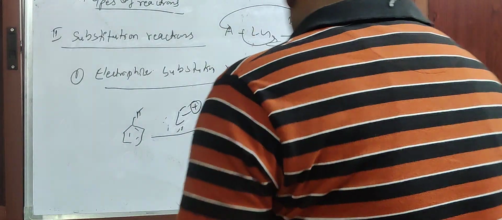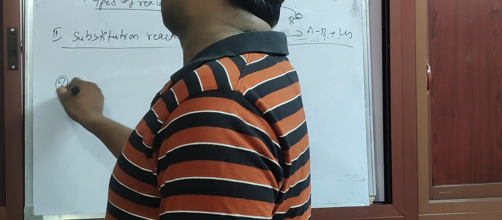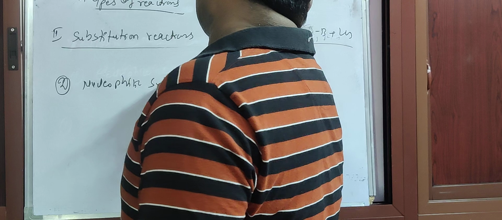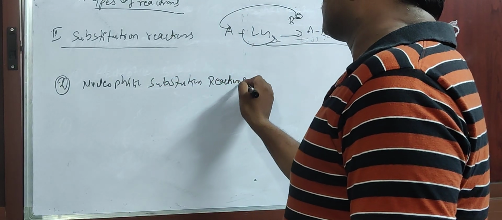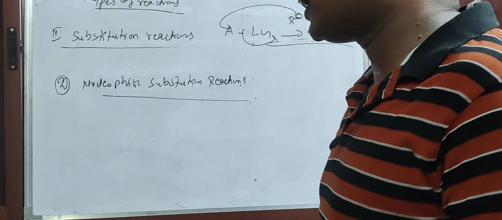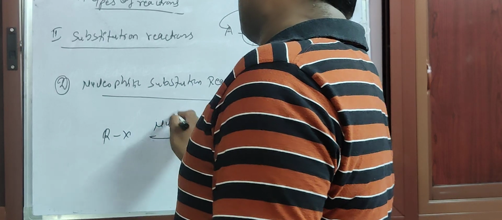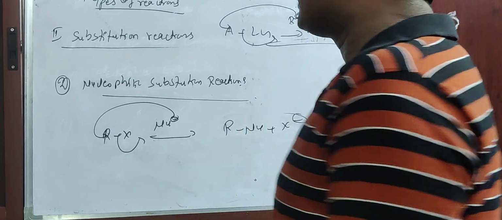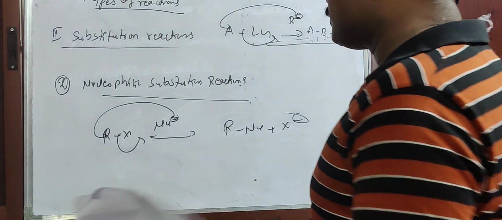Next, the second type is nucleophilic substitution reactions. What is a nucleophilic substitution reaction? If you take, for example, an alkyl halide and any nucleophile, the nucleophile approaches the carbon and releases X minus, forming the alkyl product. One nucleophile comes towards the carbon, and one nucleophile is leaving. This is called nucleophilic substitution reaction.